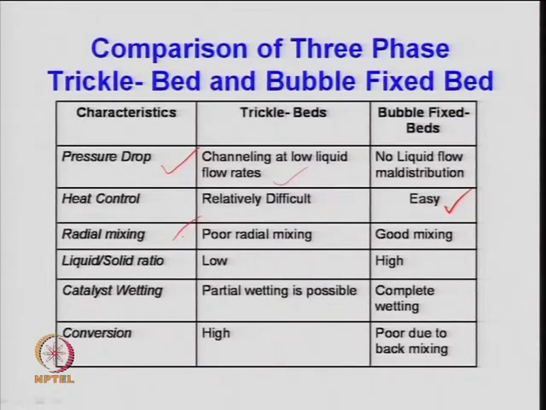Radial mixing in the trickle bed reactor is poor, but here you have smaller bubbles going up, so good mixing is obtained, and it behaves like a back mix reactor. Liquid to solid ratio in the trickle bed reactor, as I discussed, is low; here it is high. Catalyst wetting: partial wetting is possible in the trickle bed, while complete wetting is possible in the bubble fixed bed reactor. Conversion: the trickle bed behaves like a plug flow, so high conversion is achieved, but here the conversion is poor because the degree of back mixing is higher.